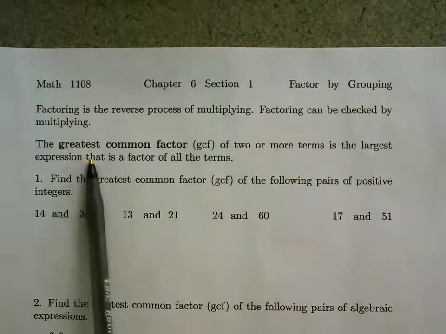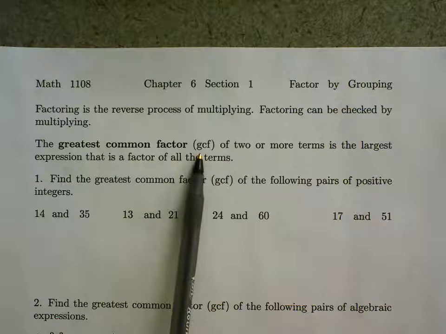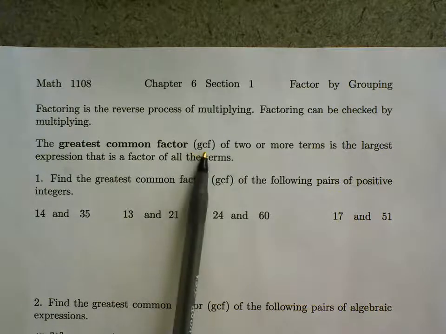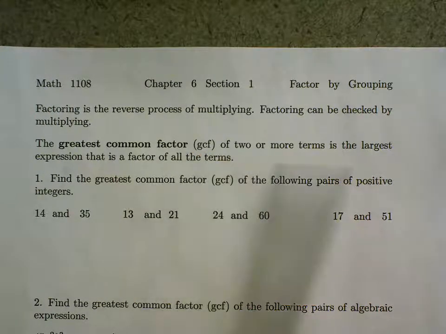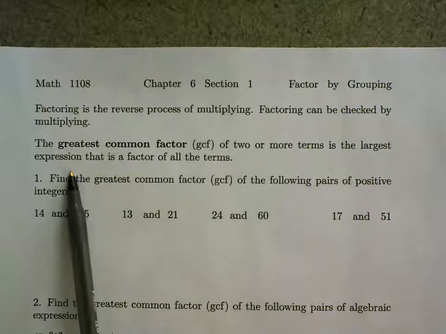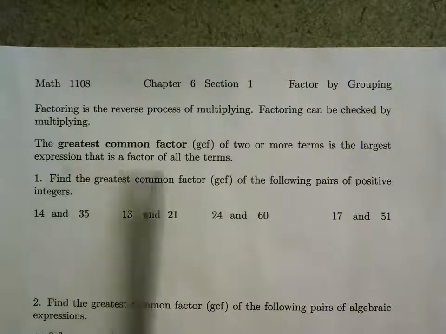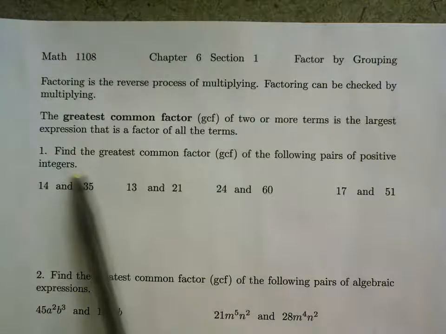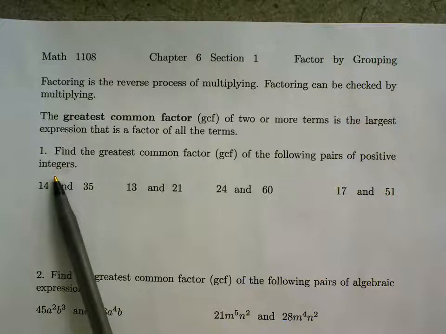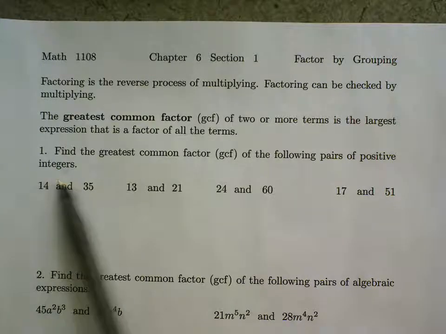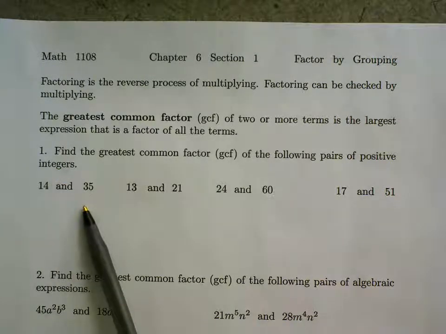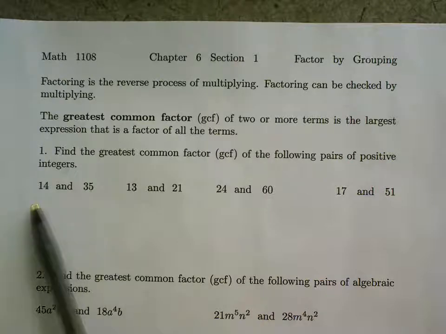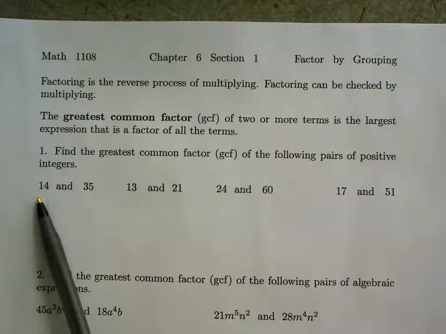Okay, the greatest common factor, or GCF, of two or more terms is the largest expression that is a factor of all the terms. So in this first exercise, find the greatest common factor of the following pairs of positive integers. 14 and 35.